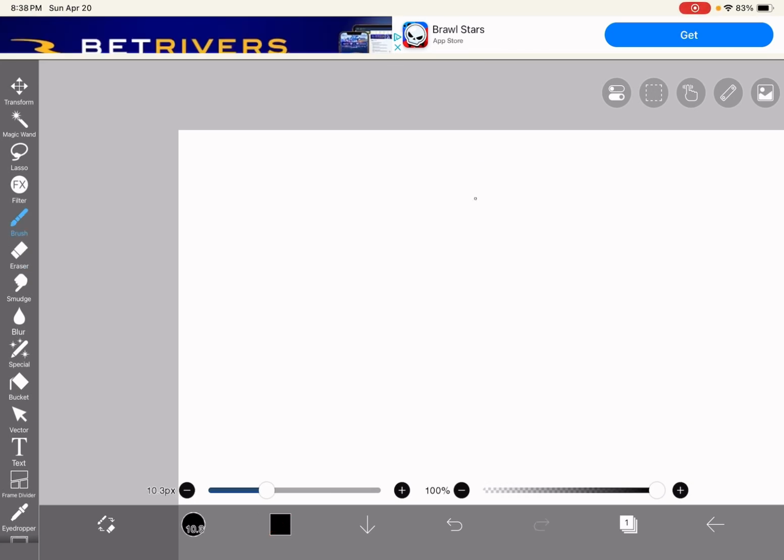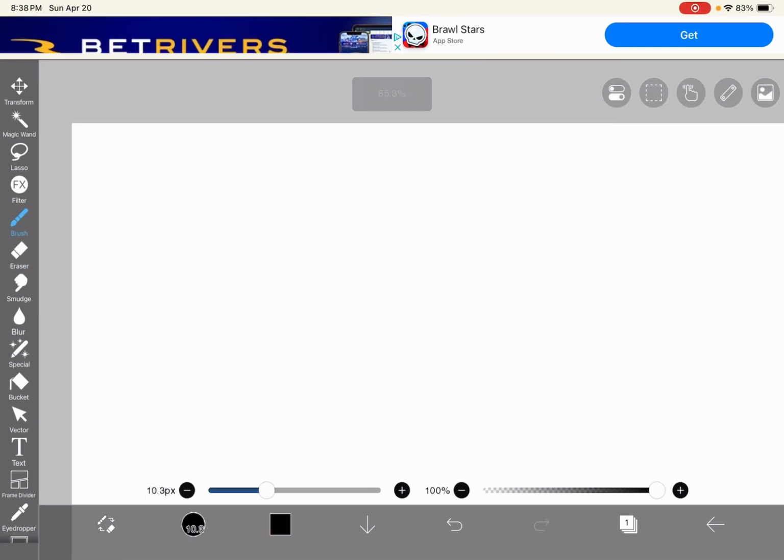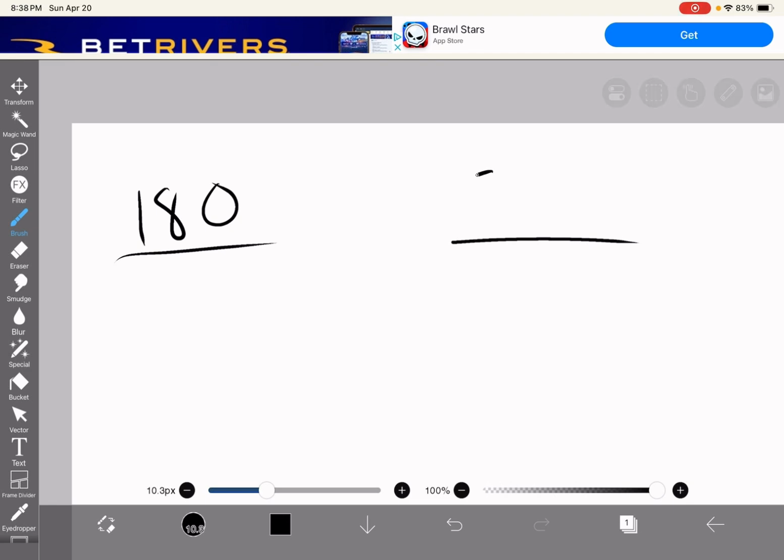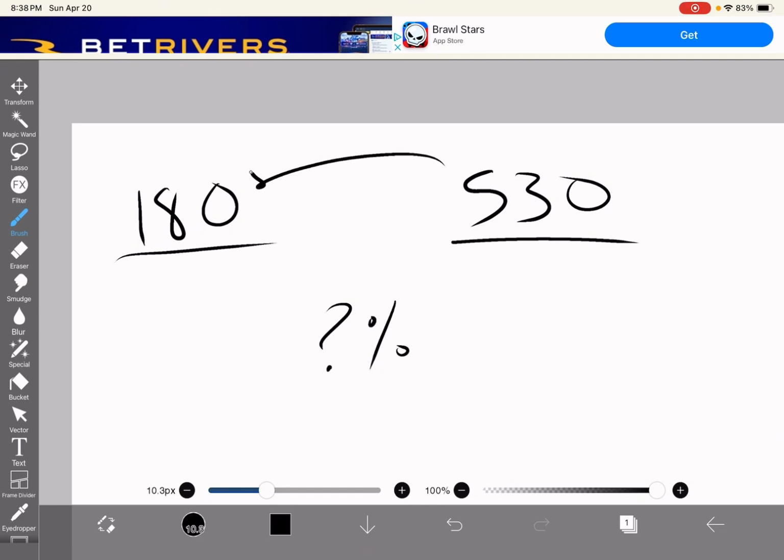We have 180, right? And we know 180 is something of 530. We're trying to find the percent, but we don't know what the percent is. How are we supposed to know? Right? That doesn't make sense. You gotta calculate it out.